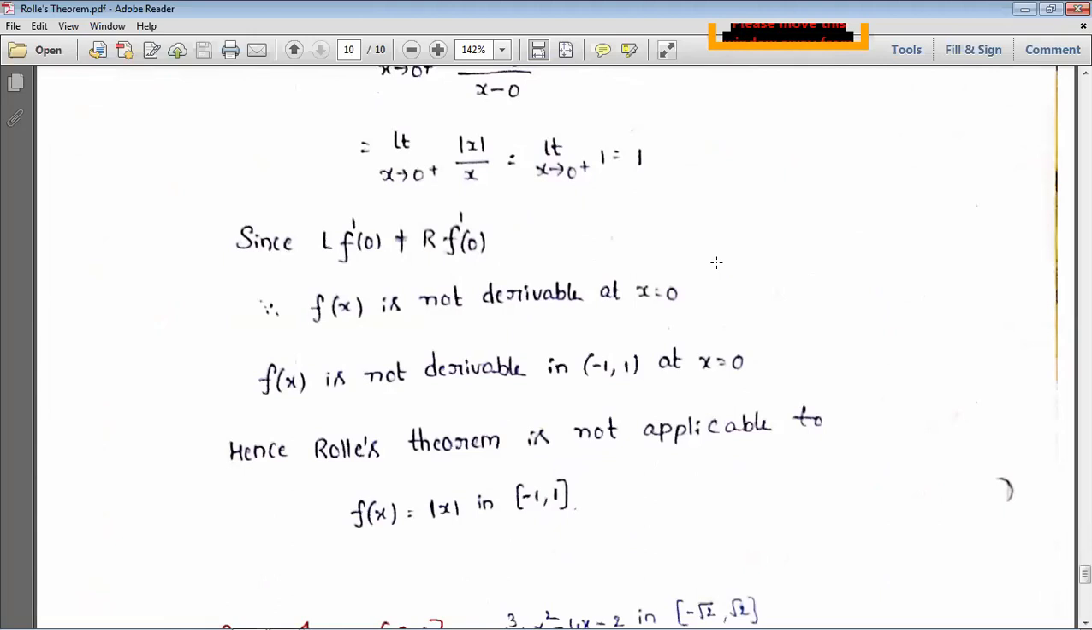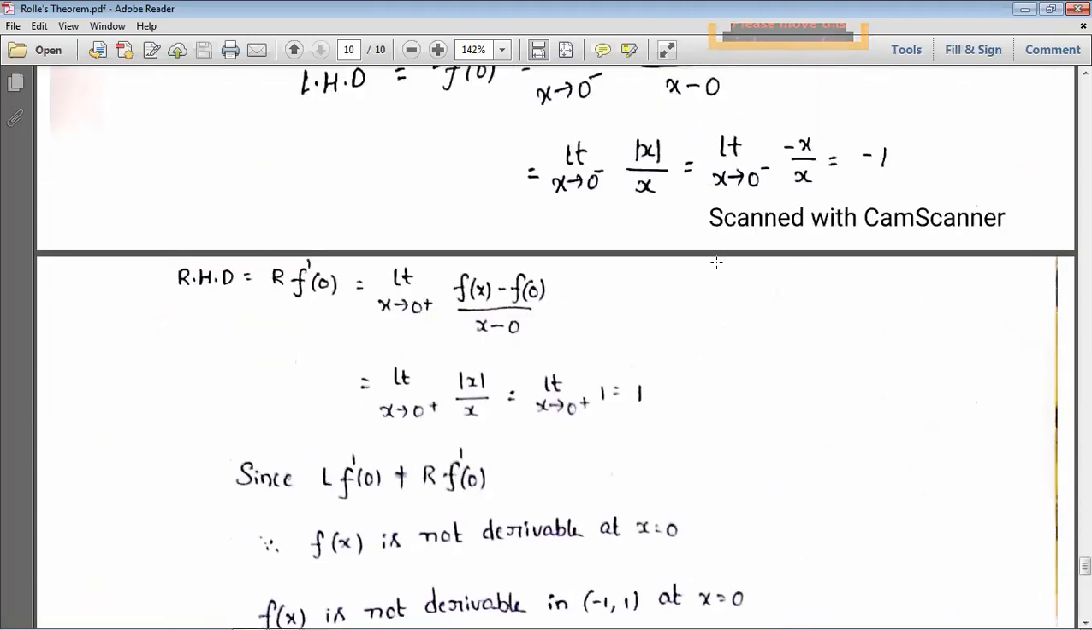In the sense you need to write this example. Okay, continuous but not differentiable. Okay, in the interval minus 1 comma 1. Of course, in another interval that may be continuous as well as differentiable. Okay, only in the interval minus 1 comma 1 this function is continuous but not differentiable. So okay, this is a very important one.